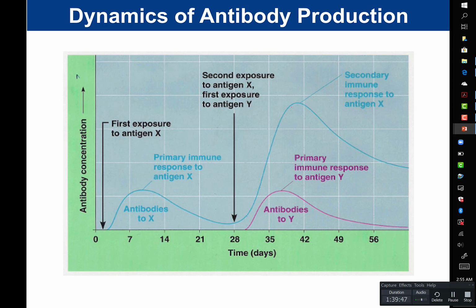Notice that if you come in contact with a new antigen, right, so antigen Y, again, it's going to take time to produce antibodies to antigen Y. It's not going to have the same peak as a secondary response to antigen X, because each antigen has to have its own response. It has a primary response and then a secondary response.